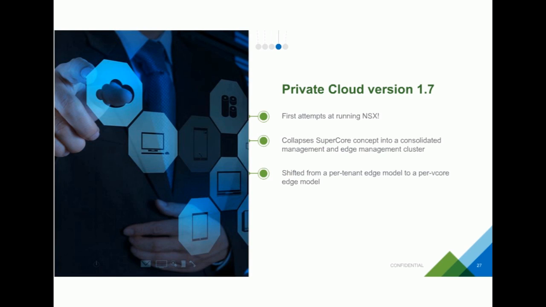What we did is we collapsed our management cluster concept into one consolidated management edge cluster. We found that we were using a bit too many resources on edges, so we simplified our design for our management cluster, reduced a little bit of edges there, and we shifted from a per tenant NSX. With the vCNS environments, we were doing one set of firewall rules per tenant. What we've actually done is we've rolled those up into a single per vCore firewall using an NSX edge.